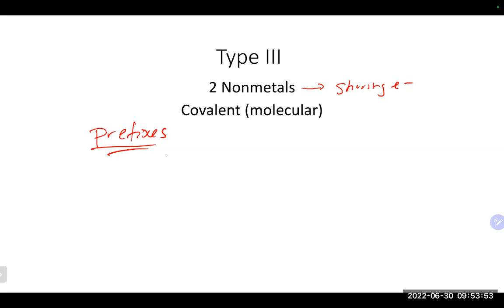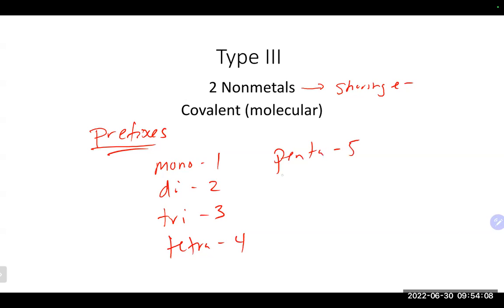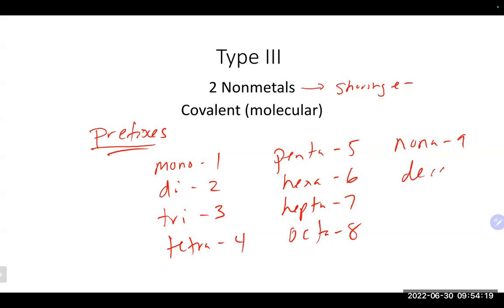As we'll see in a list here in a second, mono is 1. Di is 2. I think there's a table coming up. Tri is 3. Tetra is 4. Penta is 5. Hexa is 6. Hepta is 7. Octa is 8. Nona is 9. And a little deca action there is 10. So this is where we use these. Frankly, all you have to do is figure out how many you have of each element and use the appropriate prefix.